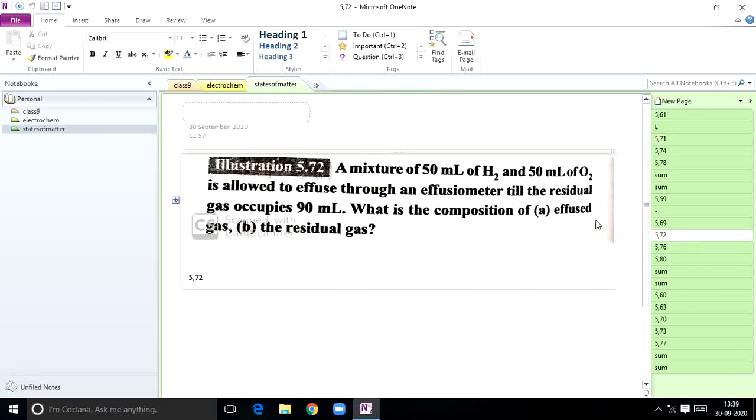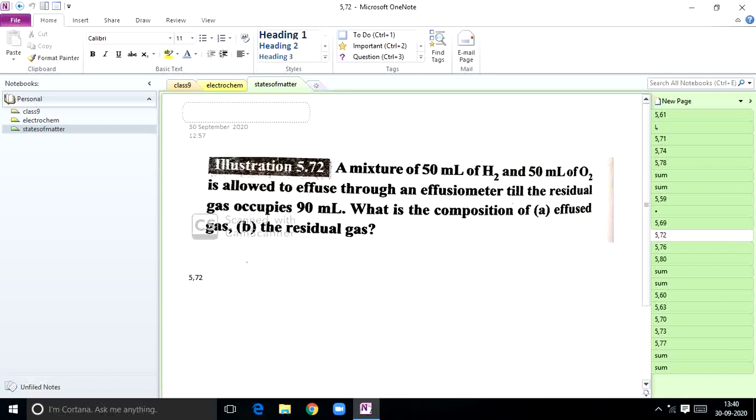Next, a mixture of 50 ml of hydrogen and 50 ml of oxygen is allowed to effuse through an effusometer till the residual gas contains 90 ml. What is the composition of effused gas and residual gas? Effused gas means which come out from the hole, and residual gas means which left in the container. Gas which is left inside the container, that is residual gas. So Graham's law of diffusion we will apply.